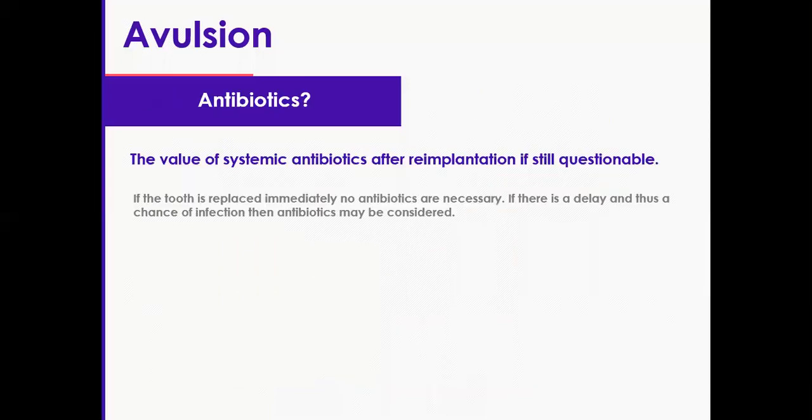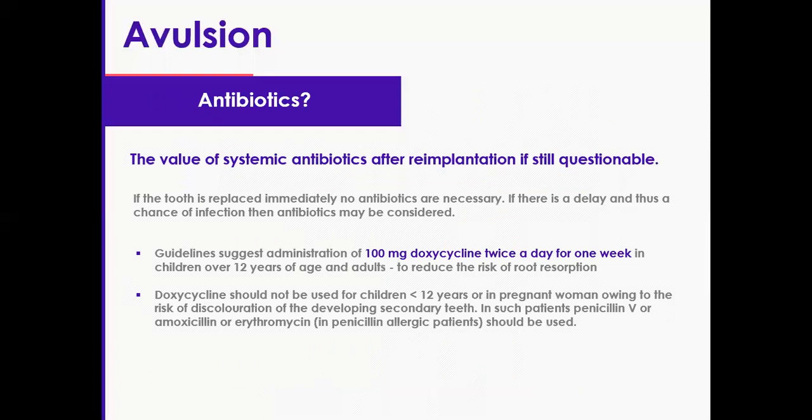In terms of antibiotics, it is questionable, especially for immediate replantation. So we don't really recommend it if it's being put back in as soon as possible. But if delayed, then you could prescribe 100 milligram doxycycline twice a day for a week. In children over 12 and adults, that is to reduce the risk of root resorption.